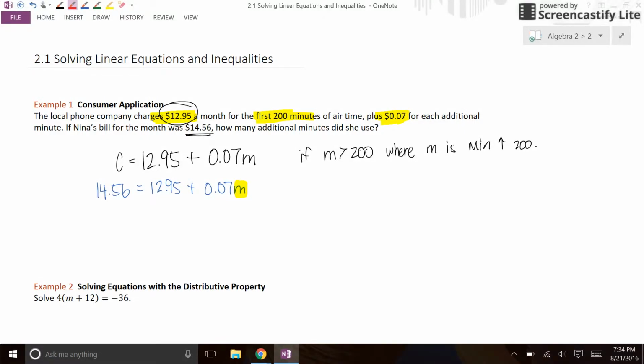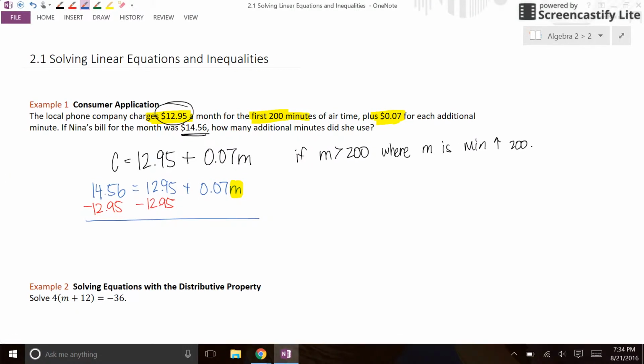Now, let's move one to the other side of the equal sign. So I'm just going to subtract 12.95 from here, and I'm going to subtract 12.95 from here. And real quick, that's like subtracting 13, so it's $1.56, but then 5 more: $1.61 is equal to 0.07m. And so now I can see that she was charged $1.61 over her bill.